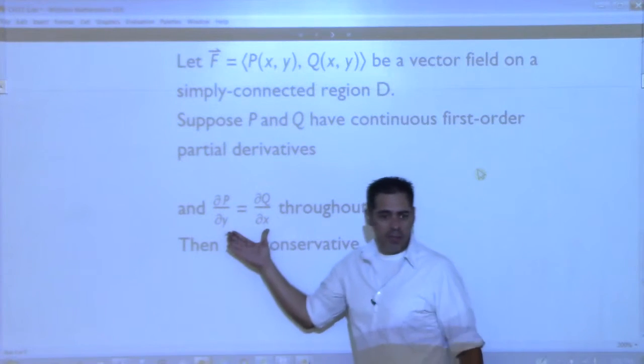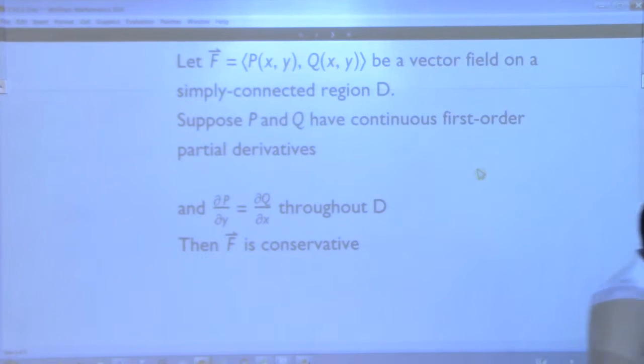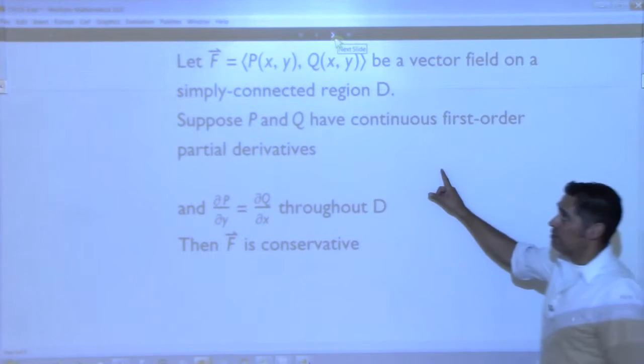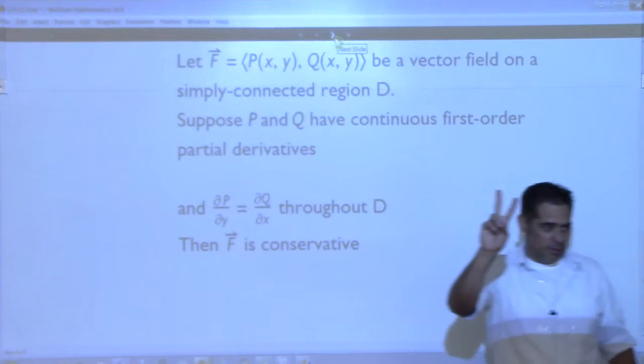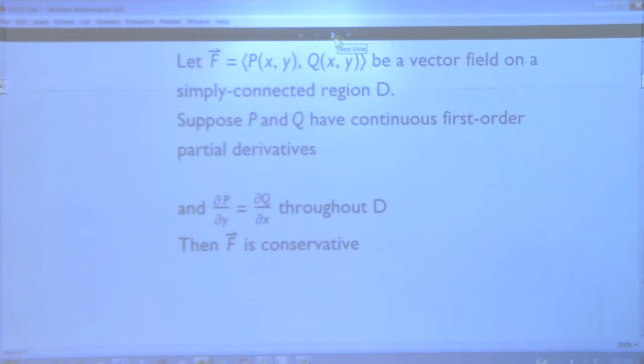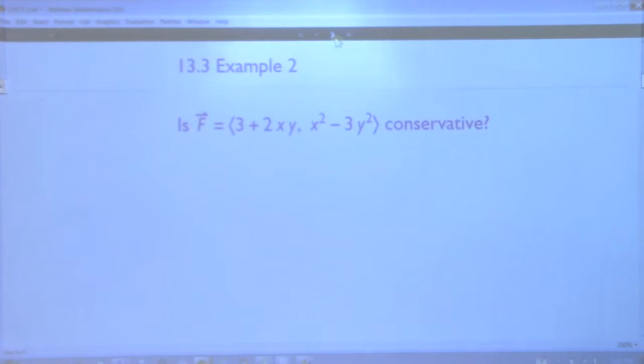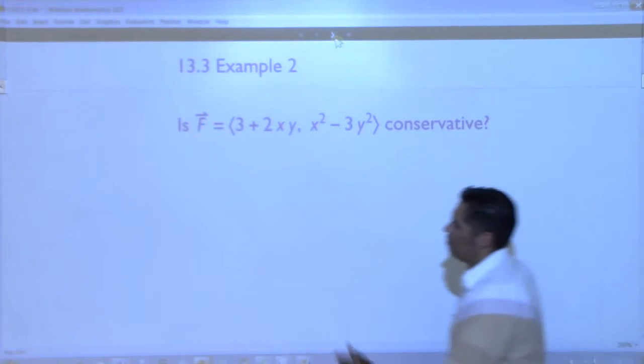That's a huge deal, all right? We need that. Partial of p with respect to y must equal the partial of q with respect to x. I should also point out that this only works on two-dimensional vector fields. This is our check. So is this conservative or not? I give you a two-dimensional vector field. Is it conservative? So we have to check, right?